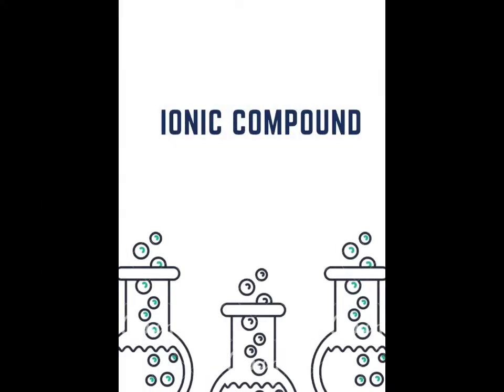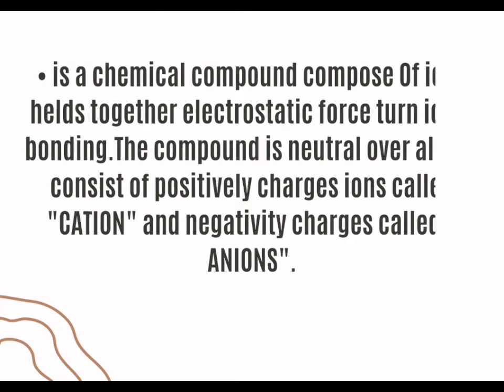I'm going to discuss naming an element of ionic compound. First of all, what is an ionic compound? An ionic compound is a chemical compound composed of ions held together by electrostatic force termed ionic bonding. The compound is neutral overall but consists of positively charged ions called cations and negatively charged ions called anions.